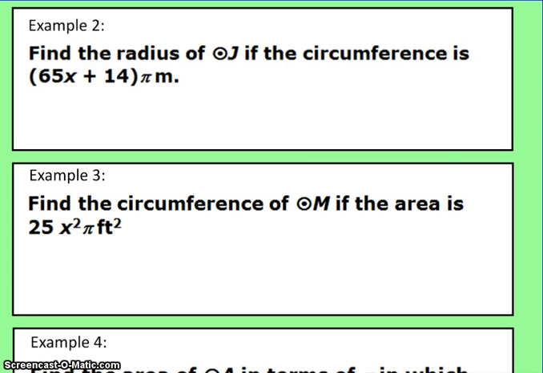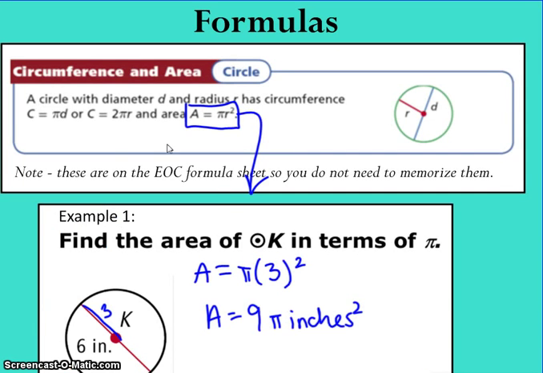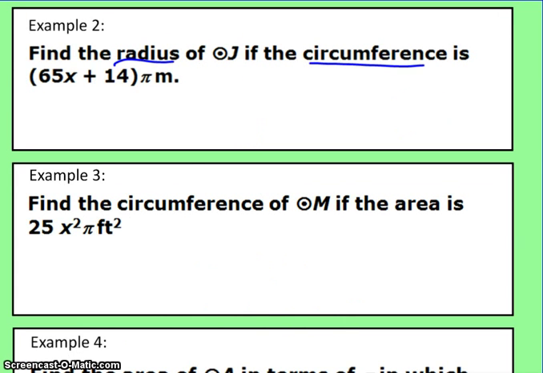Alright, so let's do some more examples. It says find the radius of circle J if the circumference is 6x plus 14 pi meters. The first thing that we actually need to do is figure out which formula we're going to use. It says to find the radius if the circumference is. So if I go back to look at this, I notice that circumference, the formula that uses radius is 2 pi r. So circumference equals 2 pi r.